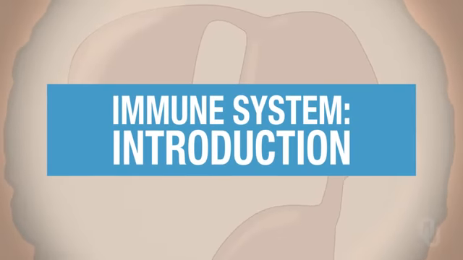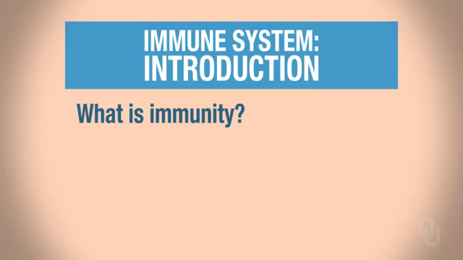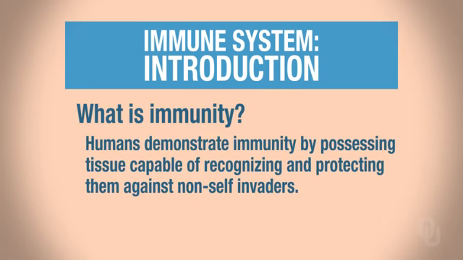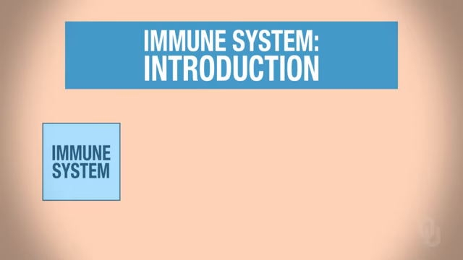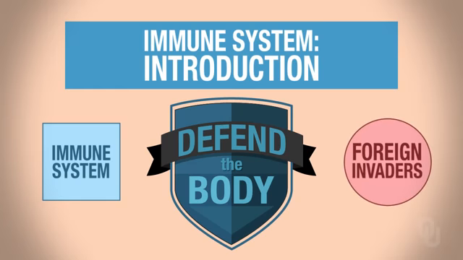Now we're going to start the immune system. And so what I want you to think about first off is, well, what is immunity? So humans demonstrate immunity by possessing tissues that are capable of recognizing and protecting them against non-self invaders. Short and sweet, your immune system is there to defend your body from foreign invaders.